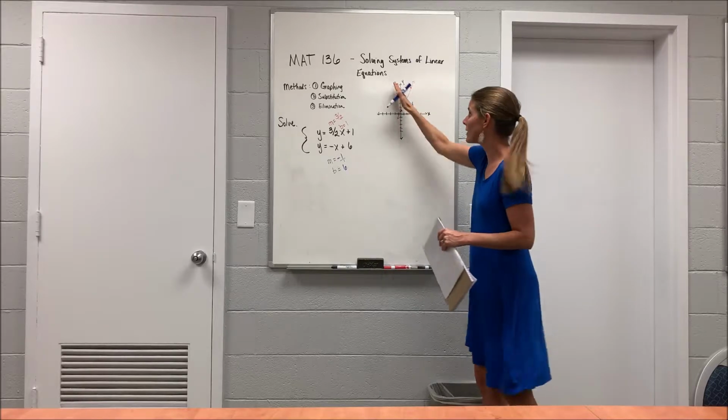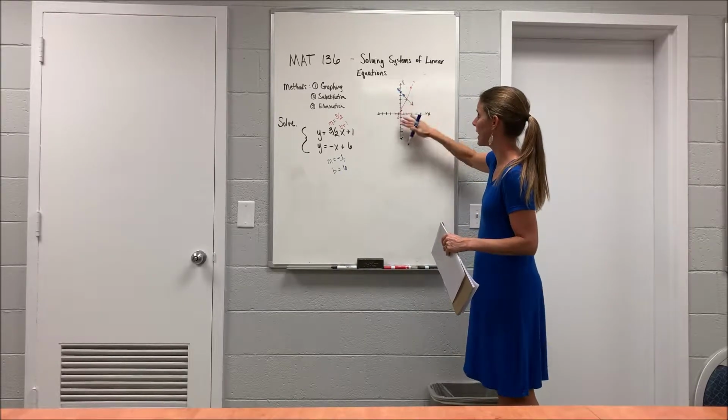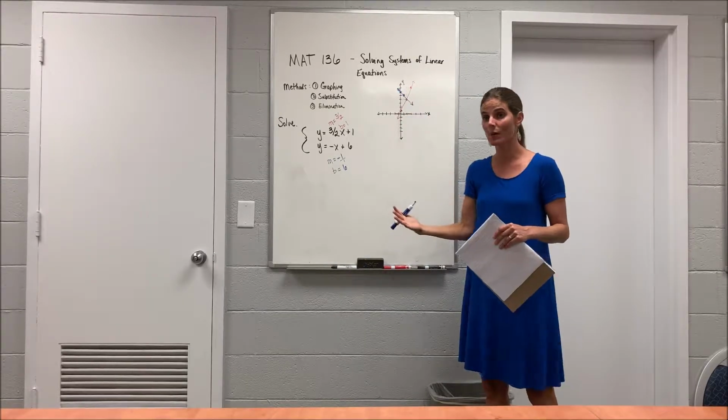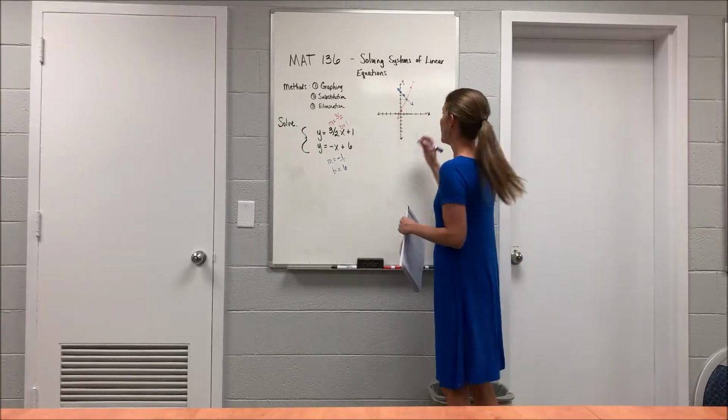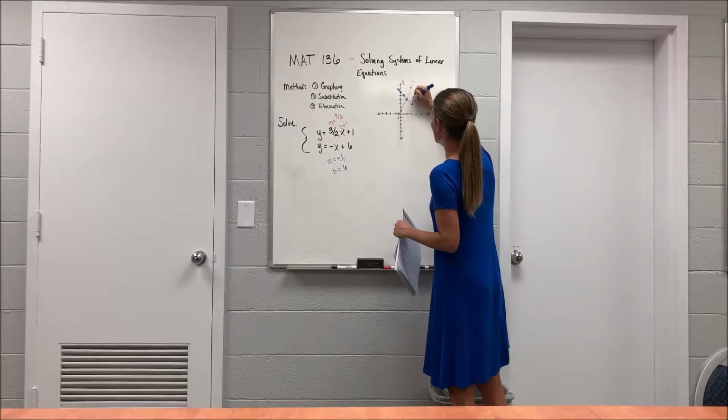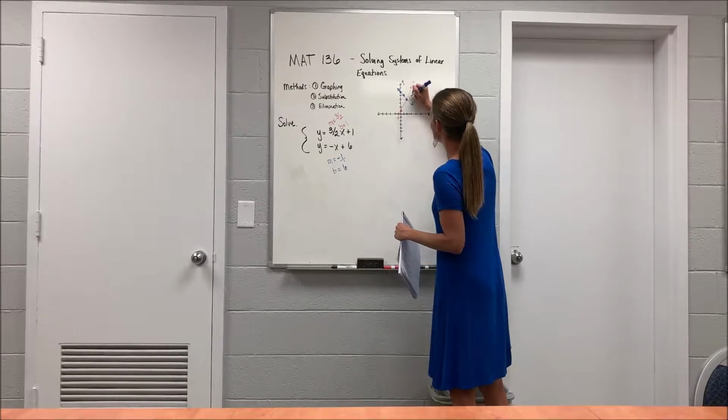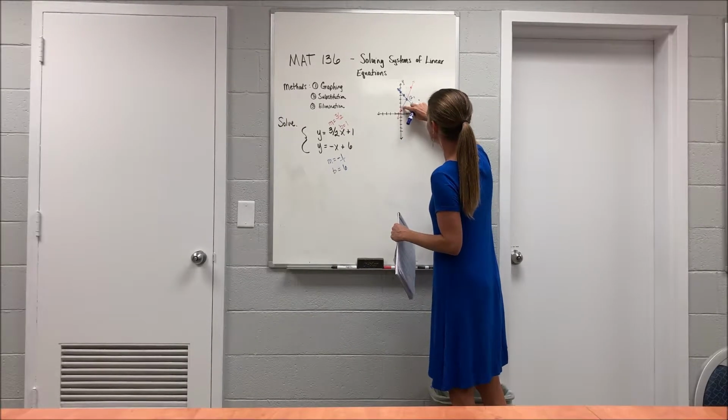Every point on this line is a solution to that equation, and every point on that line is a solution to that equation. The one point where they intersect is a solution to both. So that is a solution to both, and that point is 2, and then we went up 1, 2, 3, 4.